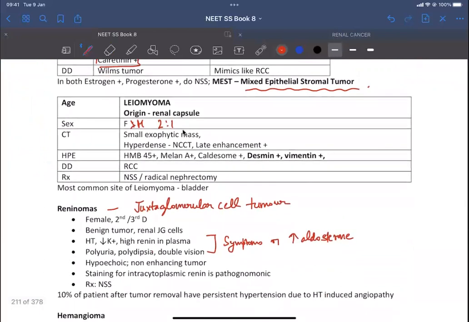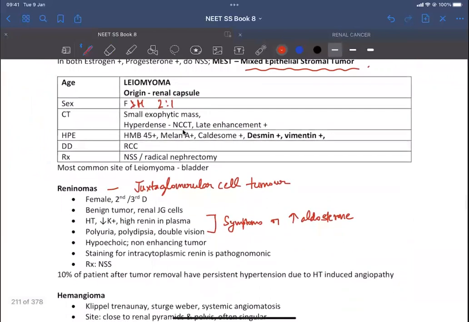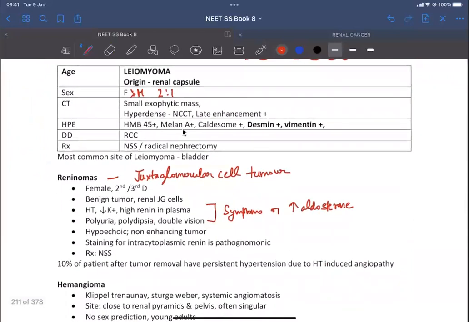But thankfully, there are not a lot of these that you have to remember, at least in renal tumors. And the management part is quite simple. Same for leiomyoma as well. It arises from the renal capsule, so that is something you have to remember. And it is a smooth muscle tumor, so it will be positive for desmin, and it will be positive for vimentin. And management is the same.